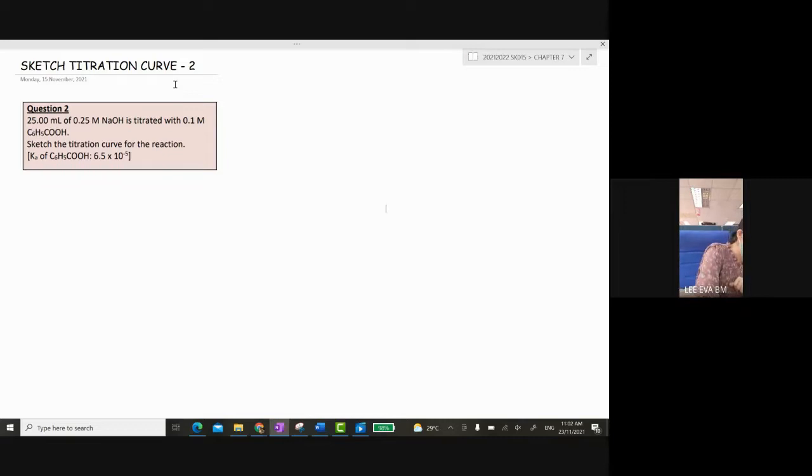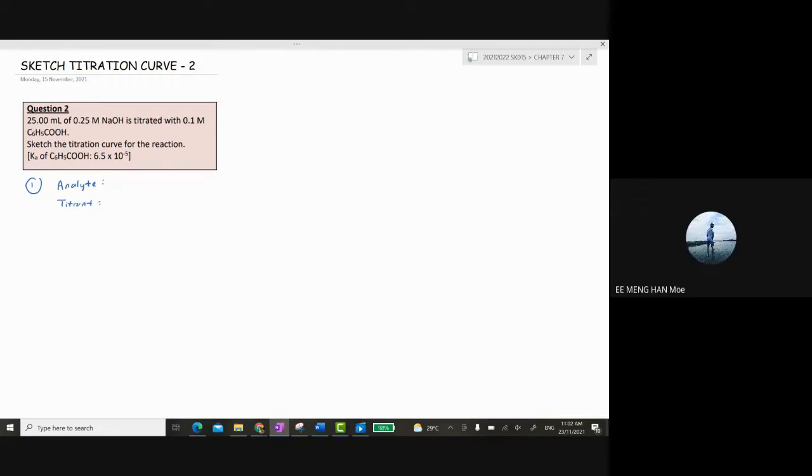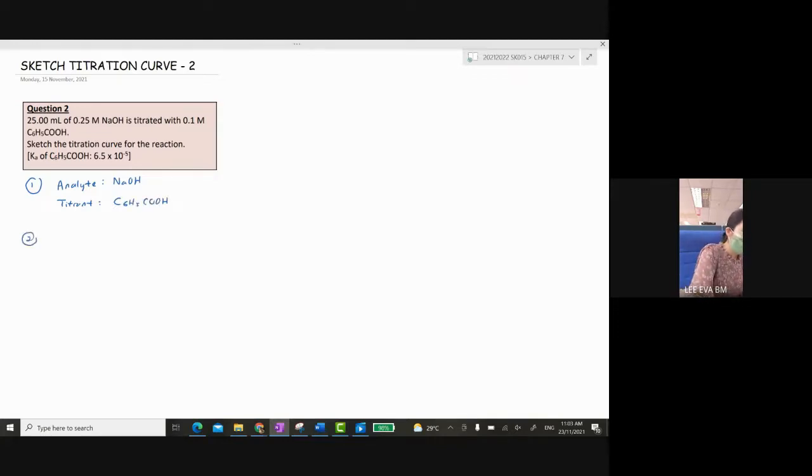First of all, what is your analyte in these questions? Is it NaOH or C6H5COOH? NaOH, as the volume is 25 and it is titrated with the titrant. So in this case, benzoic acid is your titrant. And then the second step, we need to indicate the initial pH. Since your analyte is a strong base, the initial pH will be straightforward. It depends on your strong base.